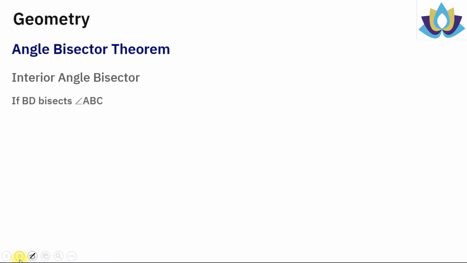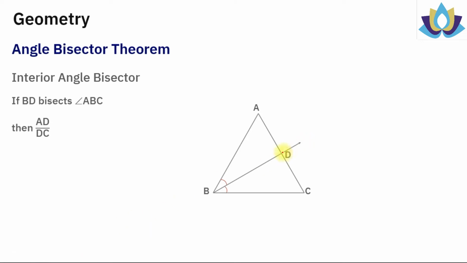So if BD bisects angle ABC. So if you have a triangle ABC and in this angle B, or to be precise angle ABC, if BD is the angle bisector of that angle ABC, in that case AD upon DC. Now you can clearly see what D is. D is nothing but the intersection point on the other side. So AD upon DC, this side upon this part of the side, that ratio will be equal to BA upon BC.